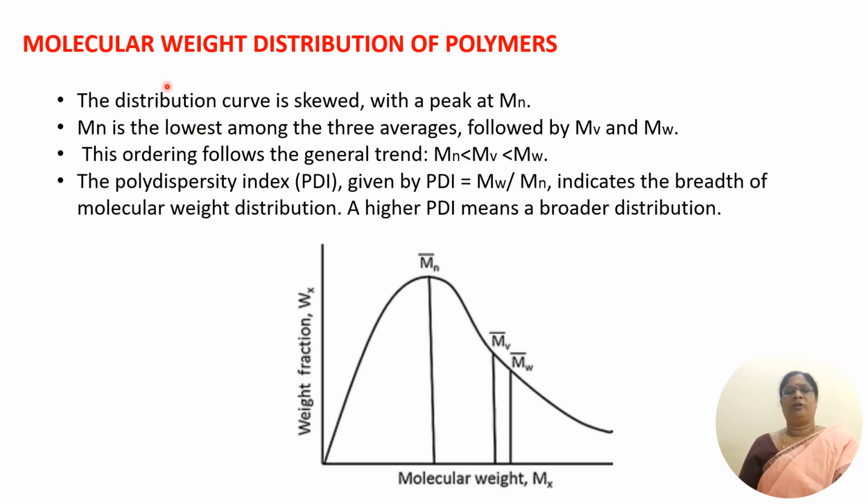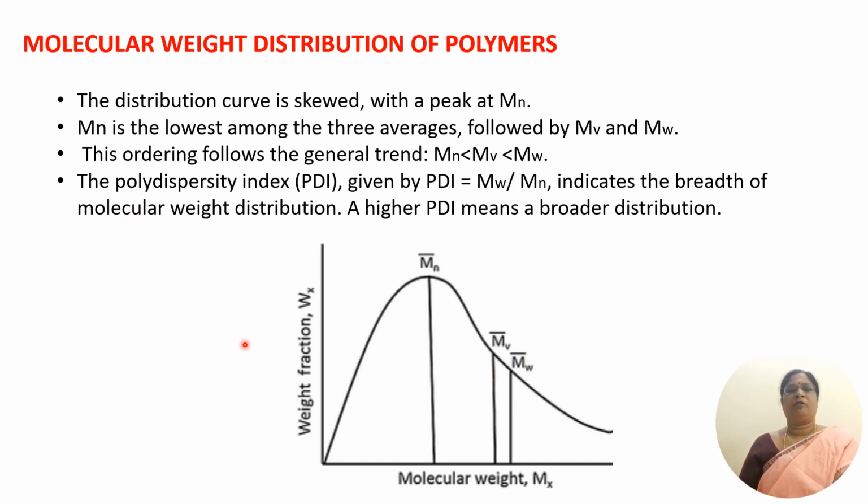The next is the molecular weight distribution of polymers. This diagram represents the molecular weight distribution of a polymer, showing the weight fraction of the polymer molecules as a function of the molecular weight. Polymers are composed of macromolecules with varying molecular weights, leading to a distribution rather than a single molecular weight value. The distribution curve is skewed with a peak at Mn, and Mn is the lowest among the three averages, followed by viscosity average molecular weight and weight average molecular weight.